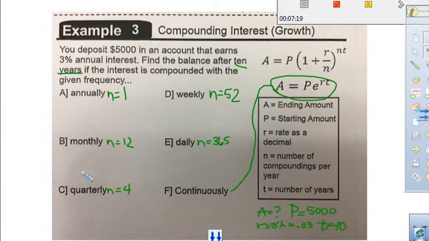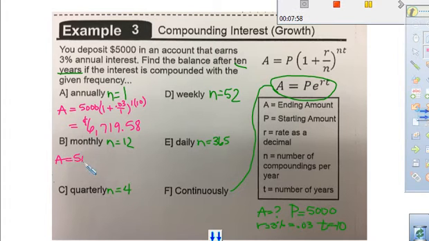And now I get to plug in. So I have A is equal to my 5,000 times 1 plus my 0.03 over 1, times 1 to the 1 times 10. And that gives me, remember this is all money, $6,719.58.